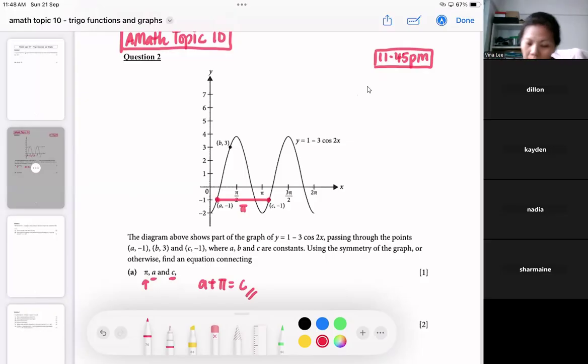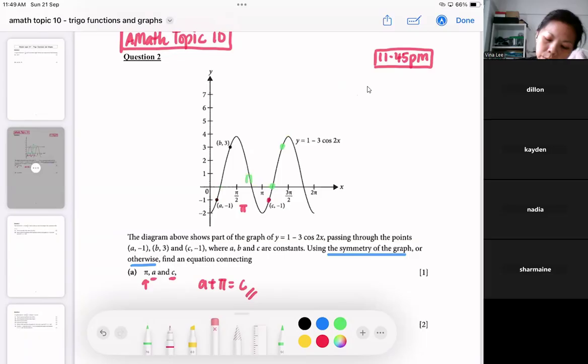The instruction says using symmetry or otherwise, which gives you a bit of hint. So you either use symmetry or otherwise. I will explain the symmetry first. It's not exactly symmetry, but here you make use of the period. Any horizontal distance is pi. So this horizontal distance is also pi. If I have another point here, this one will also be pi.